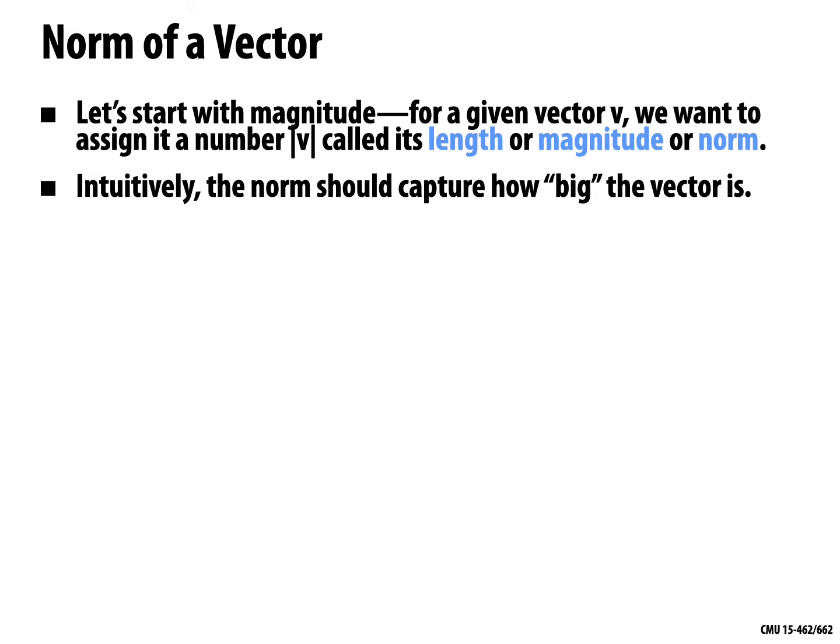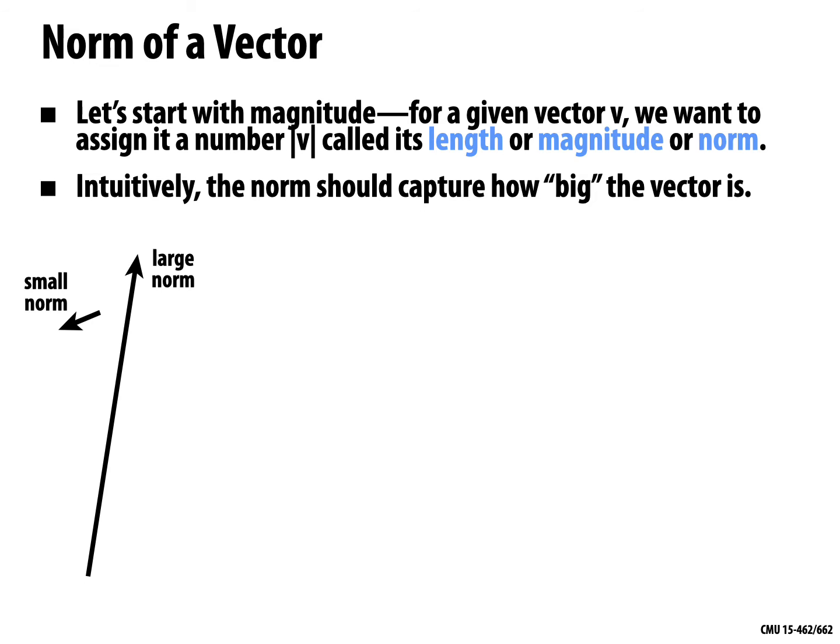Okay? Intuitively, the norm or the length of a vector should capture how big it is. So without giving a precise definition, I could still ask you, which of these two vectors is bigger? And hopefully you could tell me without too much trouble that the one on the left has a smaller norm, the one on the right has a larger norm.